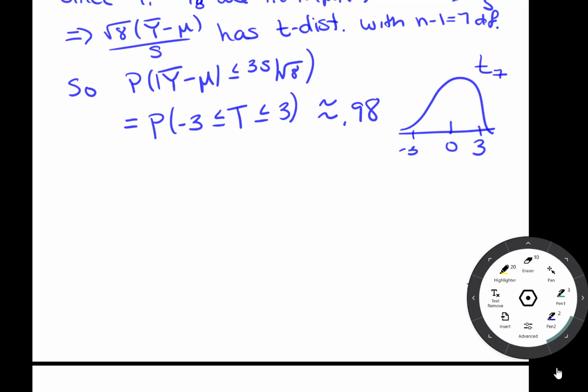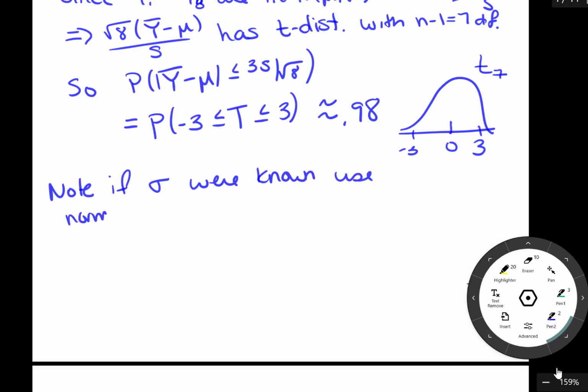So one thing to note here is if we did know sigma, then we could use a normal distribution. So just for comparison, if sigma were known and you could use a normal distribution, so in other words, we weren't having to estimate what sigma was equal to, you would find that this probability was equal to approximately 0.9978. And so the idea here is the t distribution has more variability than a standard normal distribution.